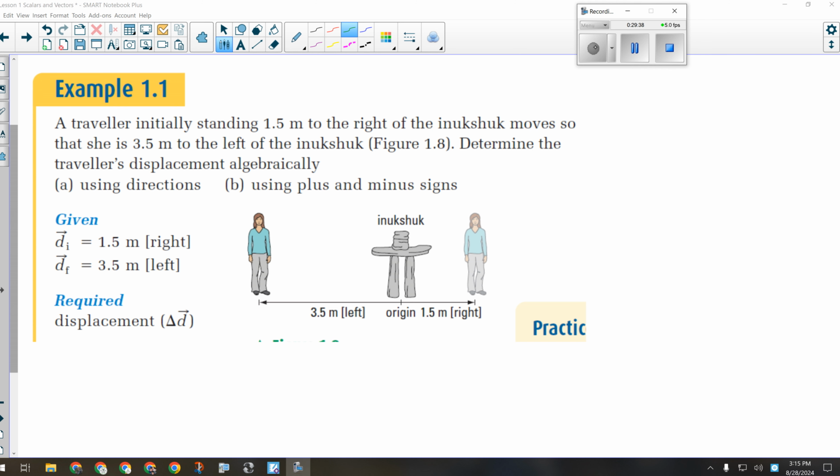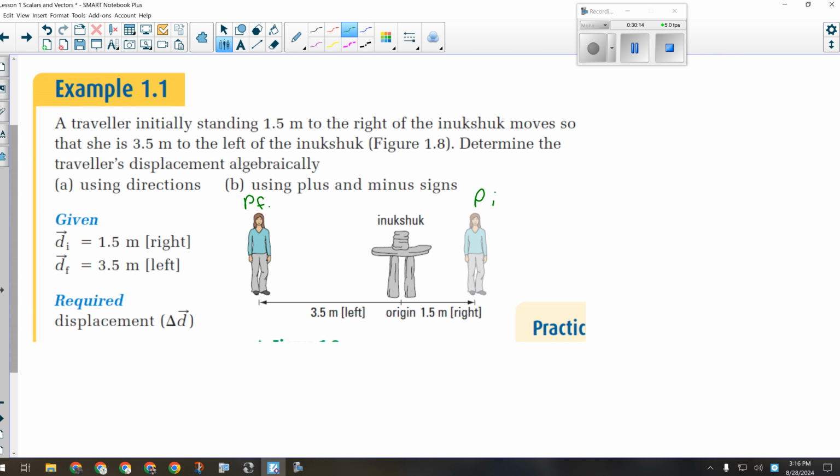This problem here is one of your basic displacement, change in position kind of questions. Initially, the person is standing 1.5 meters to the right of this inukshuk. So that is their initial position, because that's where they start. Then they move to the left. And at the end of this question, they're standing at a final position that is 3.5 meters to the left of the inukshuk. So the question wants us to solve for their total displacement.